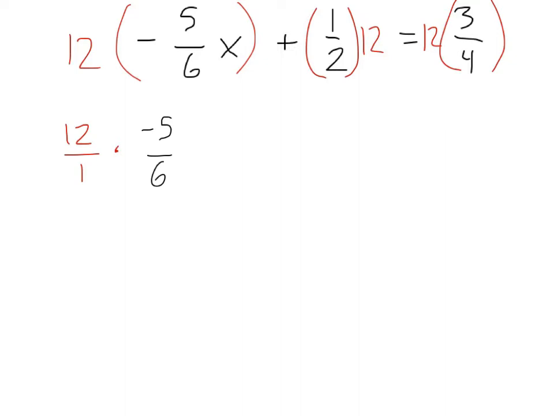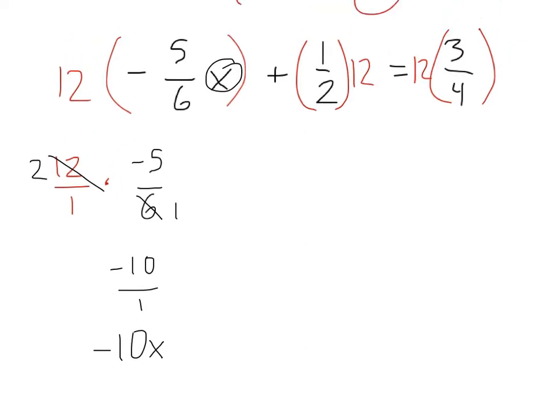All right, so let's cross cancel. I have a 12 and a 6. If I divide both of them by 6, that becomes a 1, that becomes a 2, and then I multiply across the top. 2 times negative 5 is negative 10, and 1 times 1 is 1, so negative 10 over 1, I can just write that as negative 10. And remember, we have this x we're going to tack on the end. Negative 10x. Okay, so if we go back to that first little part, 12 times negative 5/6x is negative 10x.